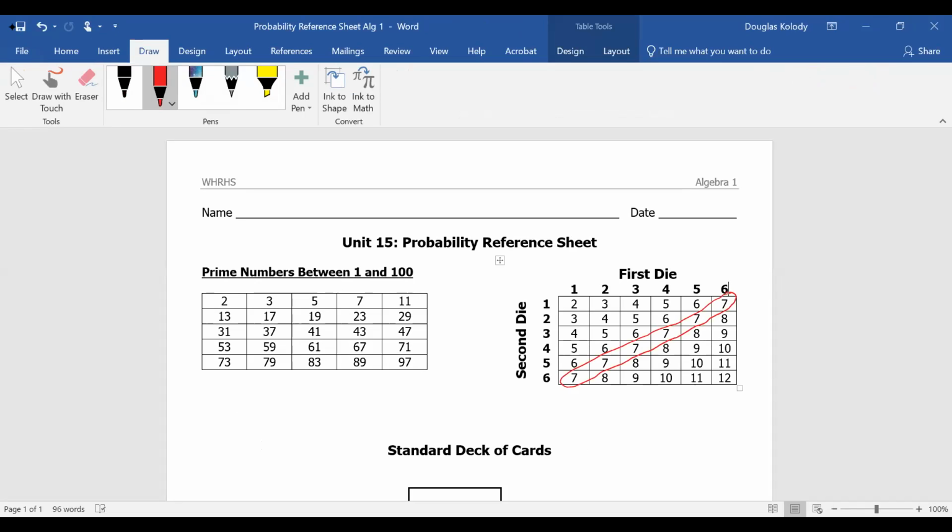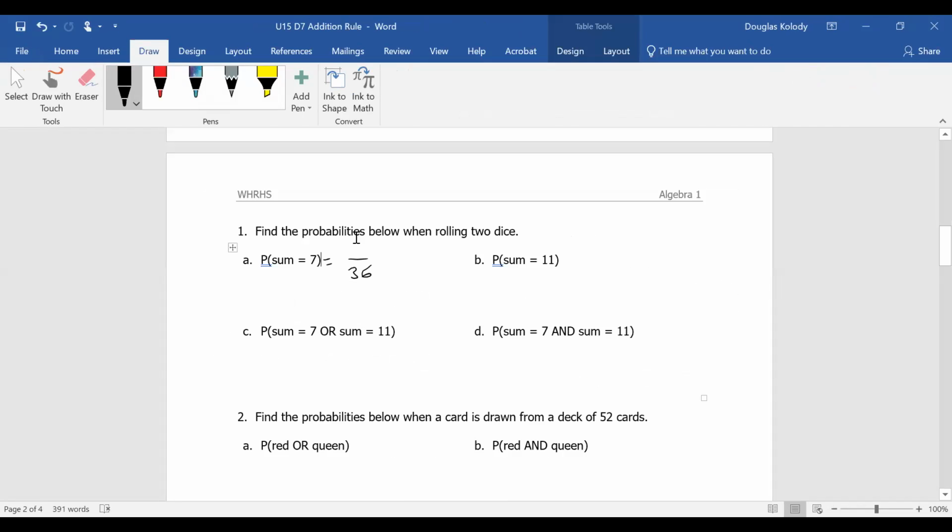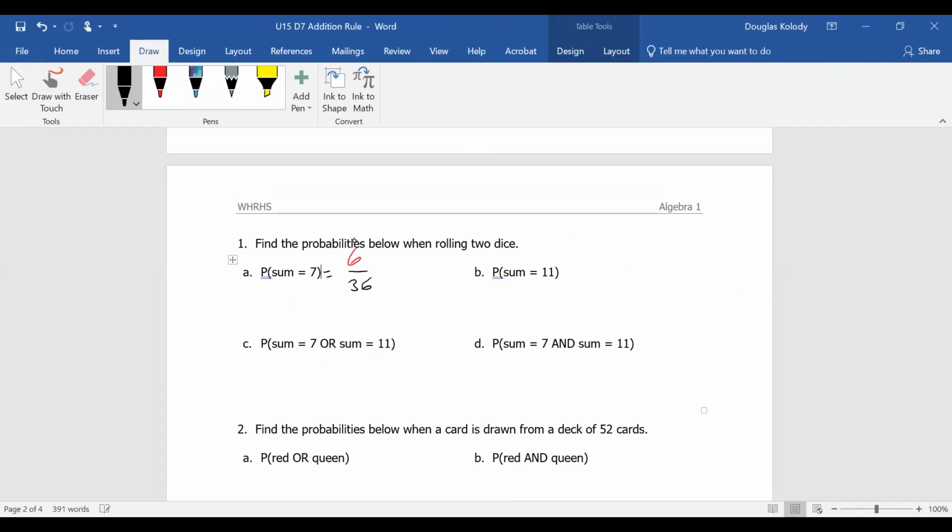So let me go back. There are 6 7s out of 36. Oh, what stayed in the red right there. So that reduces to 1/6.